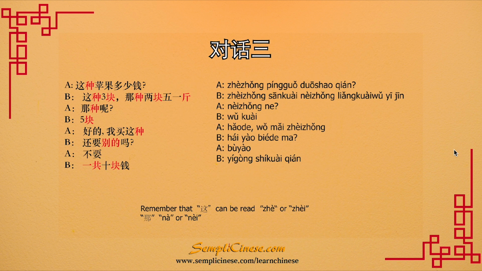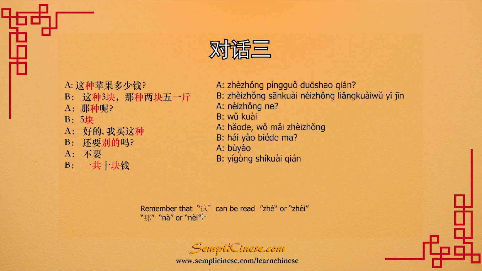Okay, 对话3, the third one. 这种苹果多少钱？这种3块，那种2块5一斤。那种呢？5块。好的，我买这种。还要别的吗？不要。一共10块钱。So remember that 种 can be read zhong or chong, and na can be read na or ne.